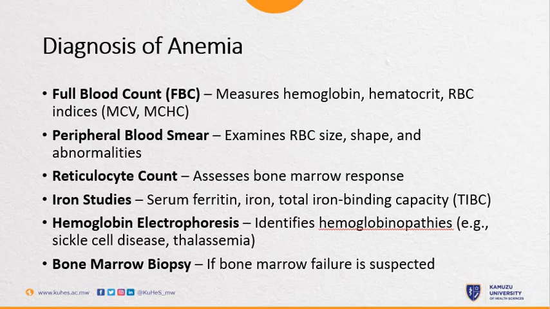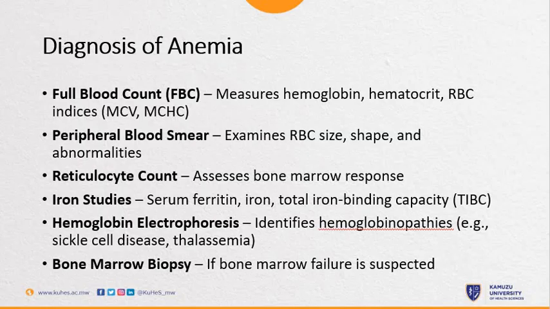For you to make a diagnosis of anemia, there are several tests you can do. The first one is a full blood count, which measures the hemoglobin, hematocrit, as well as red blood cell indices like the MCV and the MCHC. You can also just do a peripheral blood smear to examine the size of the red blood cells, the shape, as well as if there are any abnormalities.